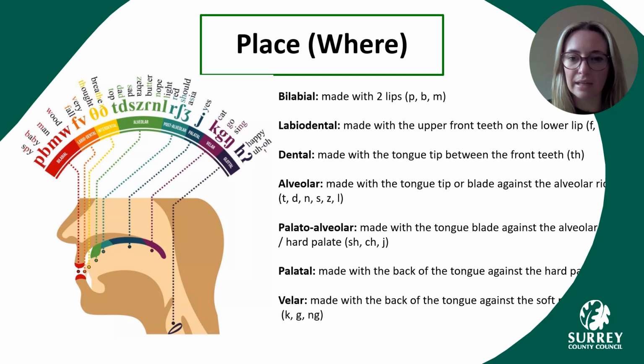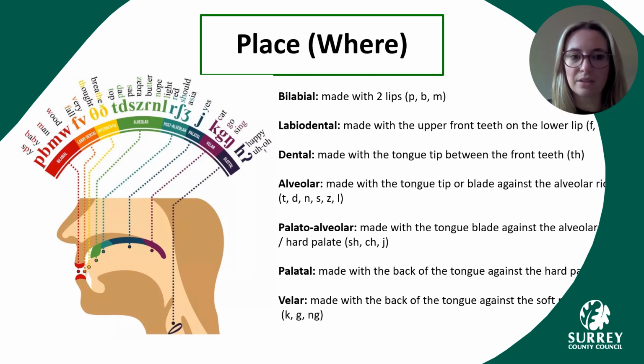Then we have the light green sounds. So this includes t and d and s. So these sounds are usually made with our tongue resting on the bumpy bit in our mouth just behind our teeth, and they're all made in the same place.